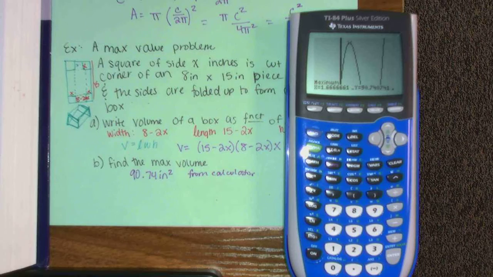Then the last thing we want to know is what side length should the squares have that are cut out.